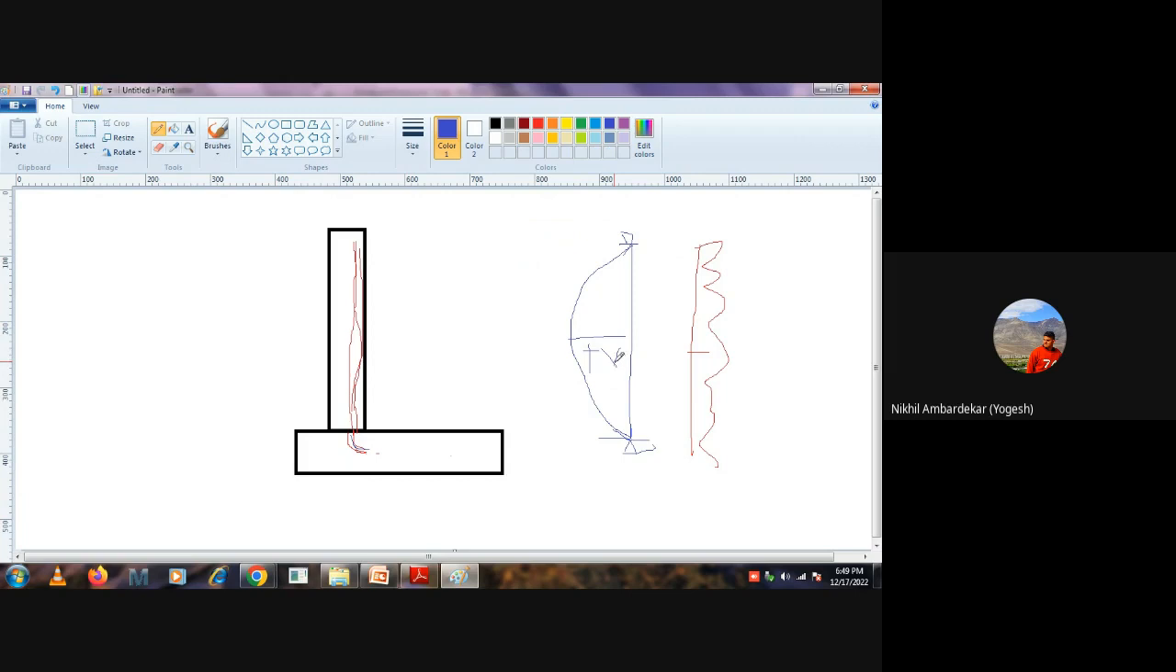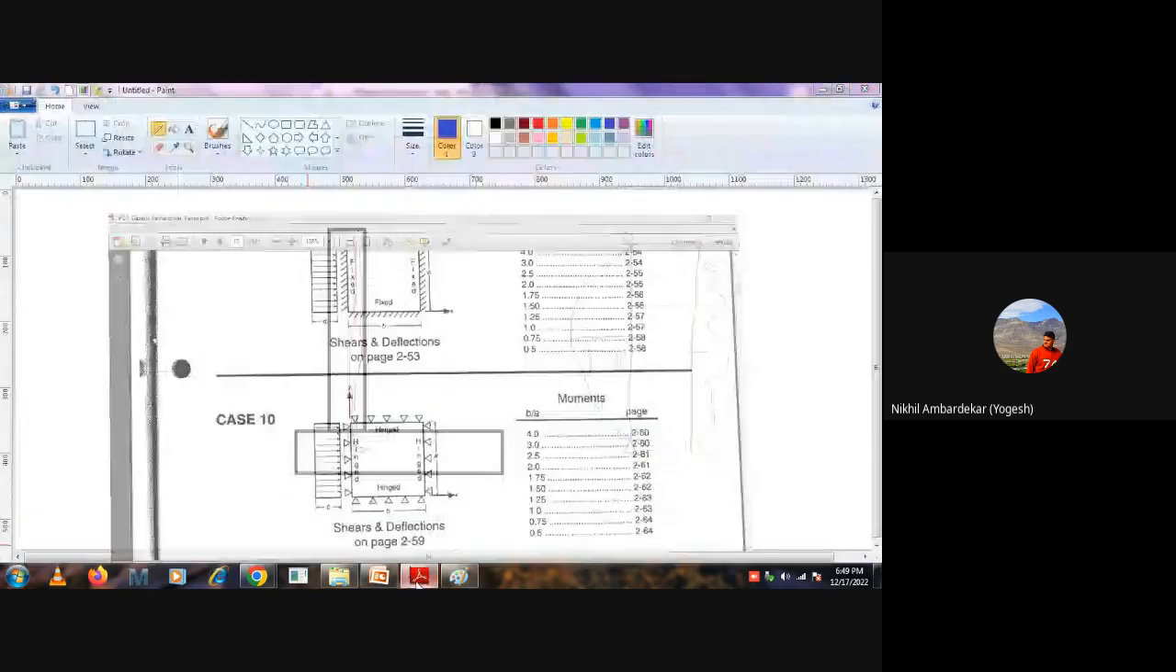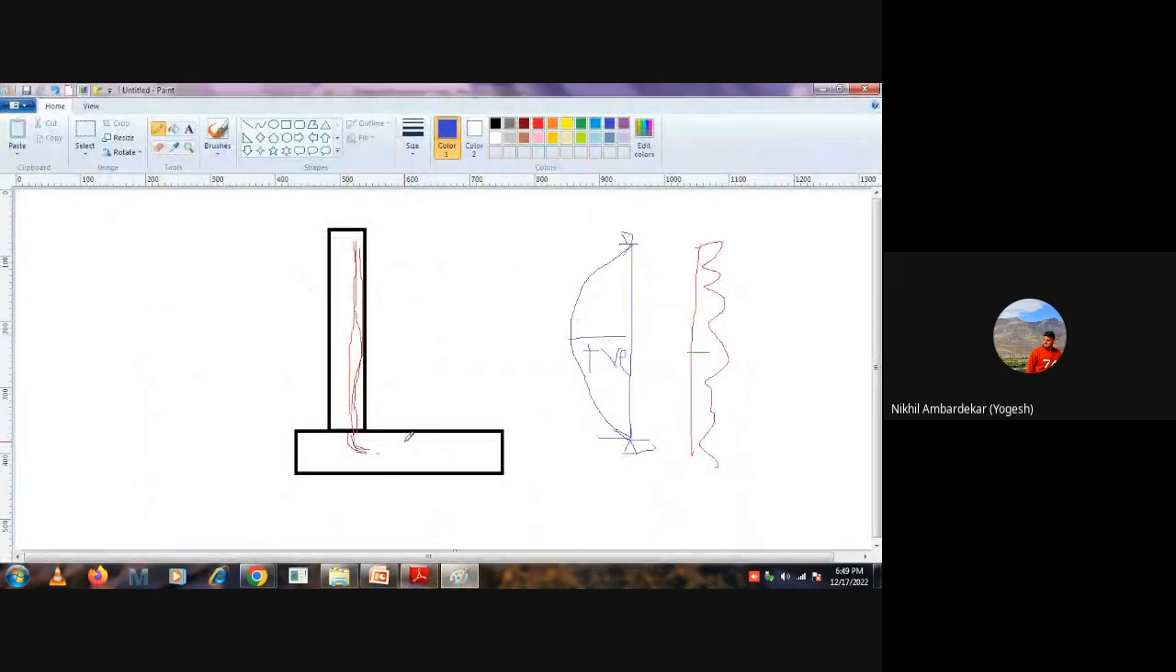positive moment. Okay. So based on your detailing and your assumptions, the location of the bending moment will be changed. If you assume a hinge or pin, you have to detail accordingly when you prepare the structural drawing. So you have to be very, very careful.